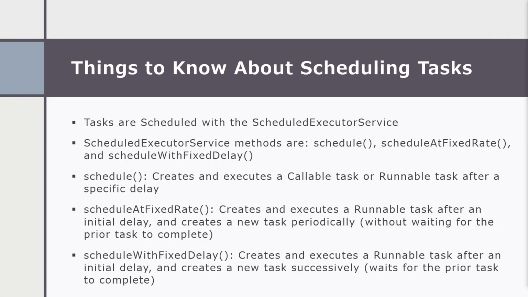Scheduled Executor Service methods are schedule, scheduleAtFixedRate, and scheduleWithFixedDelay. The schedule method creates and executes a callable task or runnable task after a specific delay. The scheduleAtFixedRate method creates and executes a runnable task after an initial delay and creates a new task periodically without waiting for the prior task to be completed. And the scheduleWithFixedDelay method creates and executes a runnable task after an initial delay and waits for the prior task to be completed before creating a new task.